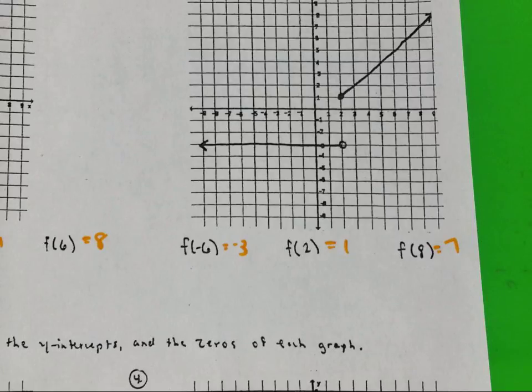Okay, I want you to do 3 and 4. You're doing the domain, the range, the y-intercepts, and the zeros. And once everybody in your group's done those two, I want you to just compare answers, okay? To make sure you're both on the same page. Okay? And then all you're going to have for homework is the 4 on the back.